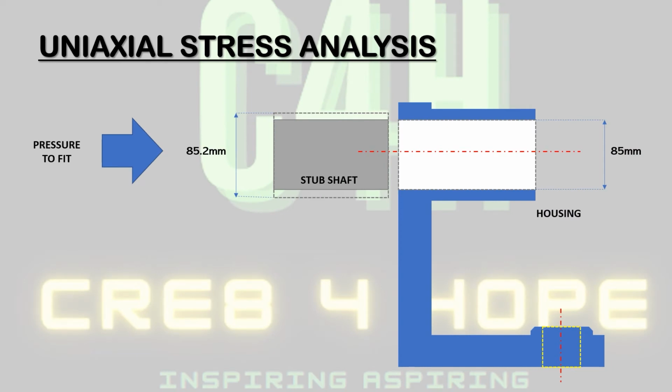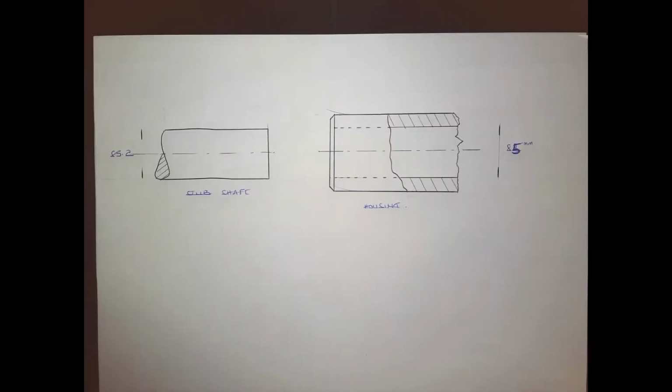So let's look at problem 2. This is a diagrammatic representation of the problem. We've got this stub shaft which measures a diameter of 85.2 millimeters, and we're being tasked to find out how much the temperature needs to change to cause contraction of the shaft, for it to shrink from 85.2 to 85 in order to fit into the bore of the given housing. That's essentially the challenge.